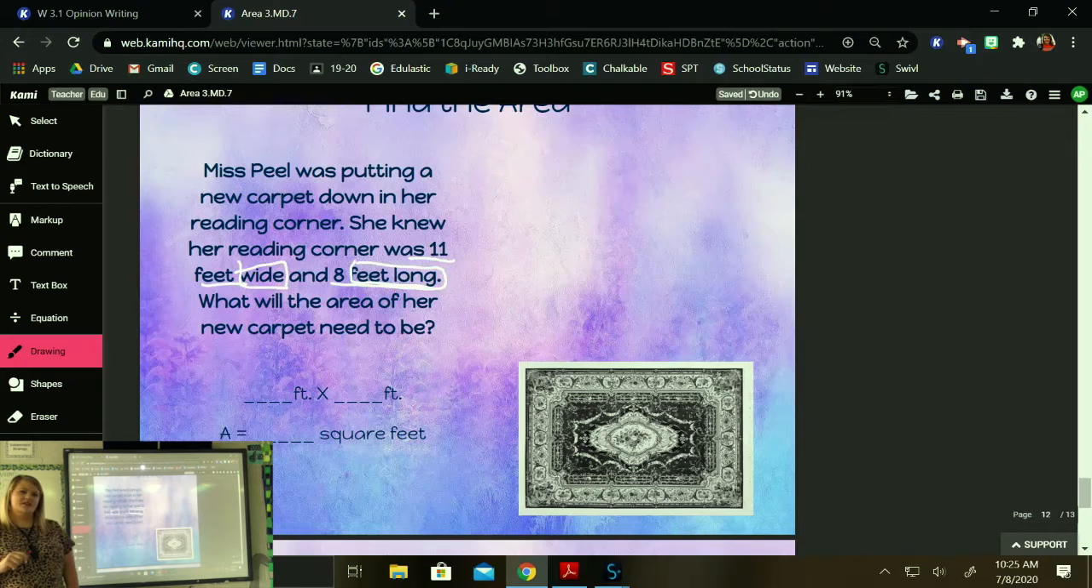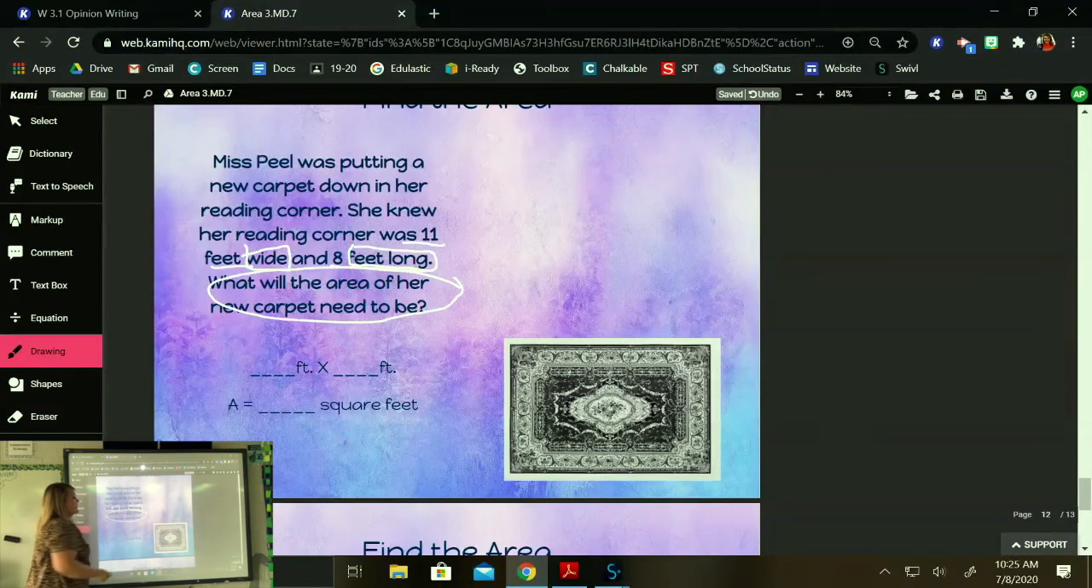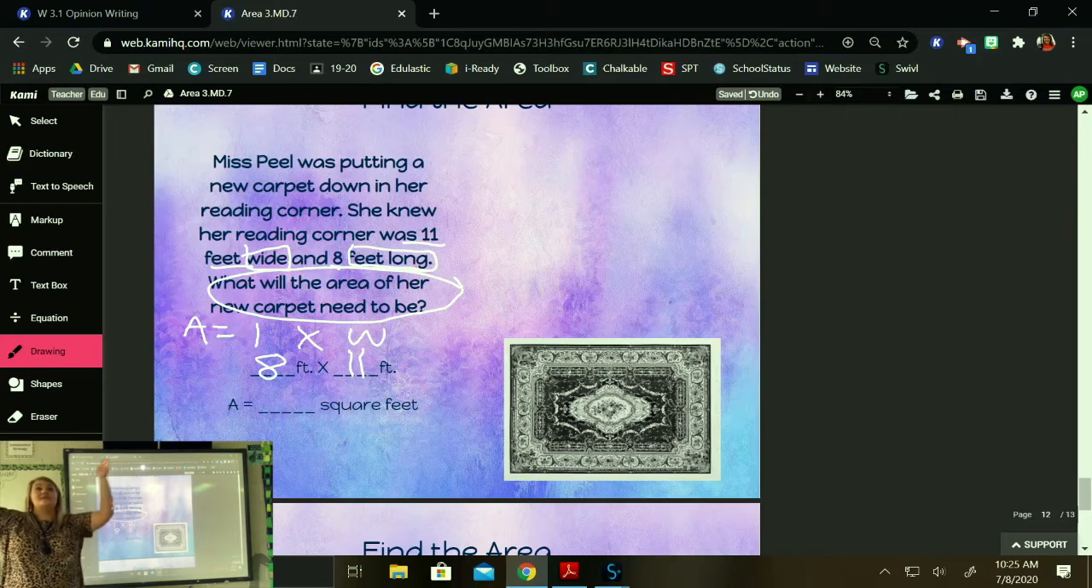Were those in square feet? No, it gave us the length and the width. So we must be trying to find our area. Let's see. What will the area of her new carpet be? That's what we're trying to figure out. We're trying to figure out the area. So we're going to plug and chug. We have area equals length times width. We know that the length of the carpet was 8 feet long. And the width of the carpet was 11 feet long. Because I underlined it, I can immediately go back and see that very quickly. So we have 8 feet times 11 feet equals 88 square feet.